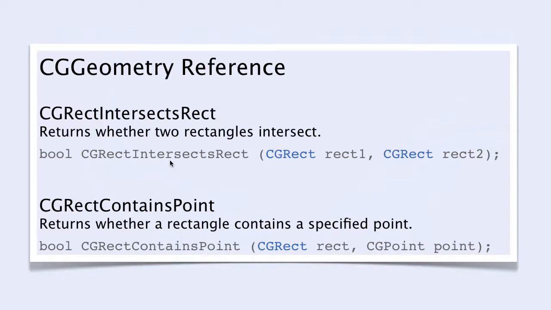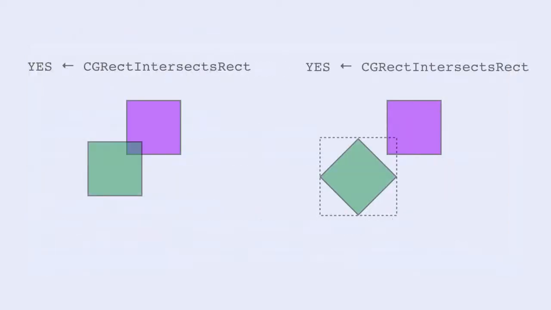Let's look a little closer at CGRectIntersectsRect. If two rectangles are not rotated with respect to each other, the function works as expected. However, if they are rotated, then the function encloses the rotated rectangle with a bigger one and then makes a test. This will not return the result you expect, as you can see here.